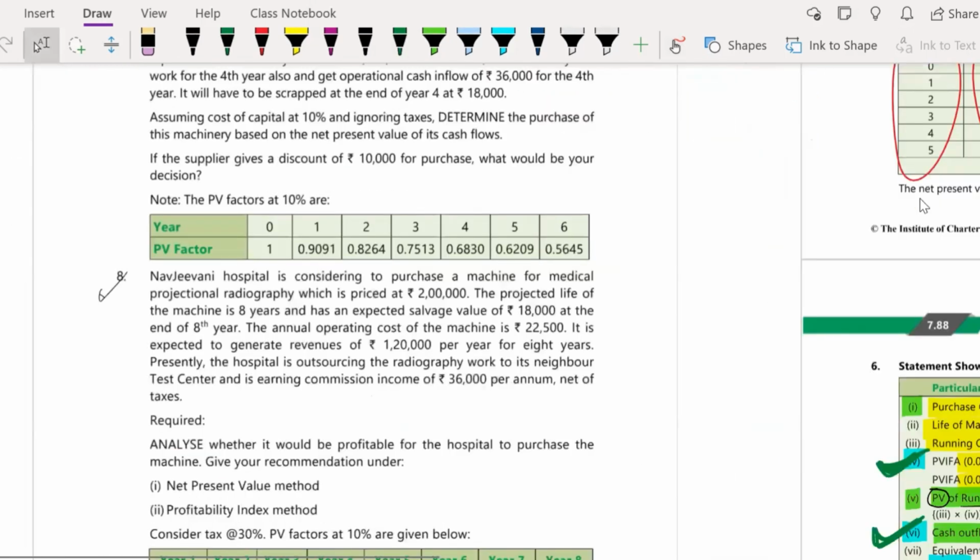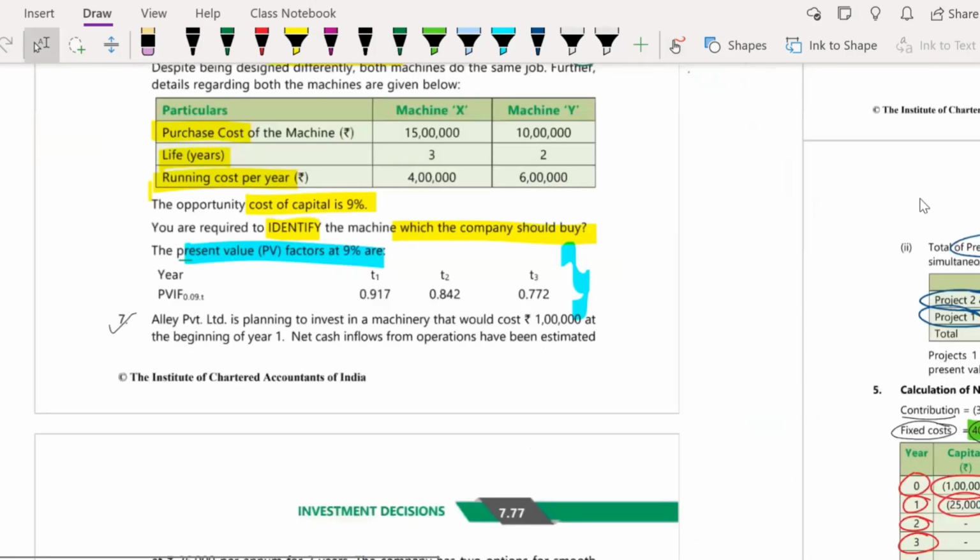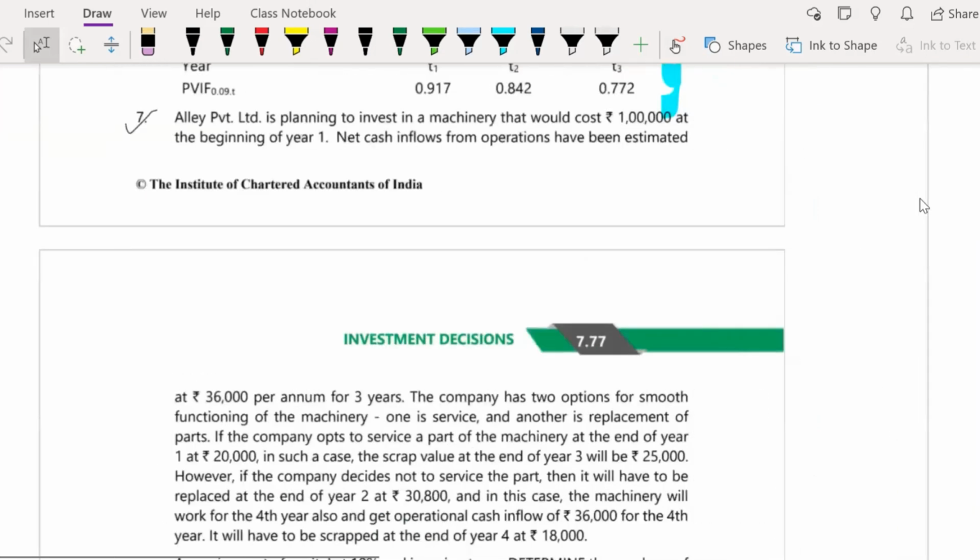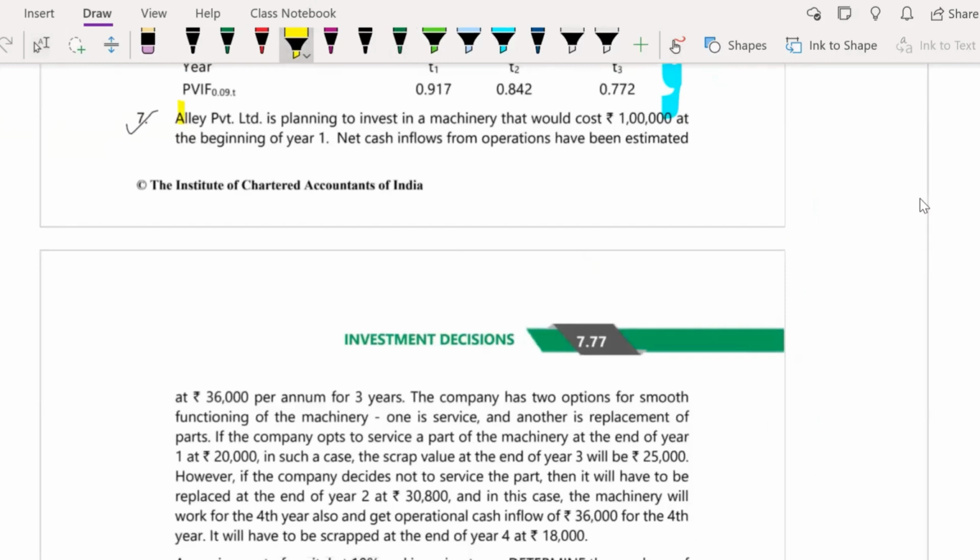Has everyone understood this concept? Can we move on to the next question? The next question says, Ali Private Limited is planning to invest in machinery that would cost 1 lakh at the beginning of year 1. So at the beginning of year 1, you have to spend 1 lakh rupees, which is a cash outflow. Net cash inflows will be 36,000 per annum for 3 years.